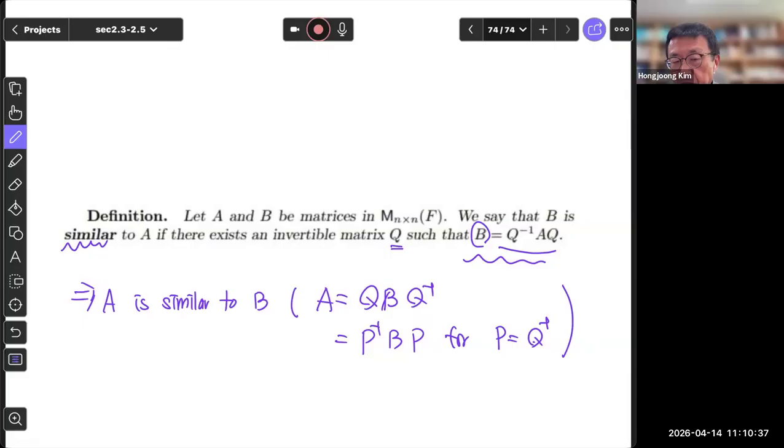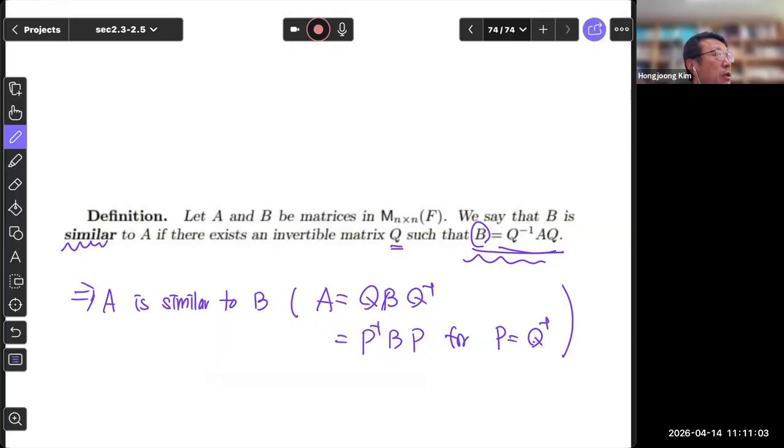This Q doesn't have to represent the identity mapping. So in this definition, Q can be any invertible matrix. If you can find such Q satisfying this relation, then we say A and B are similar matrices. And that's the end of section 5 of chapter 2.